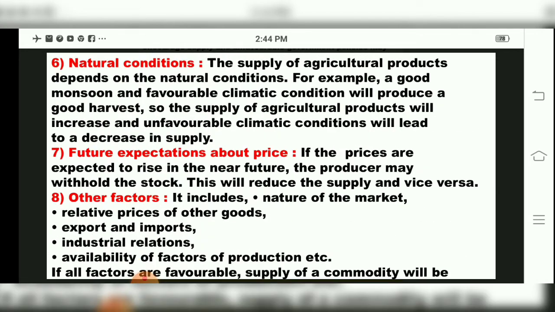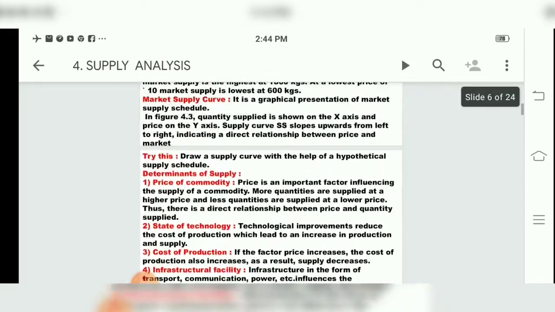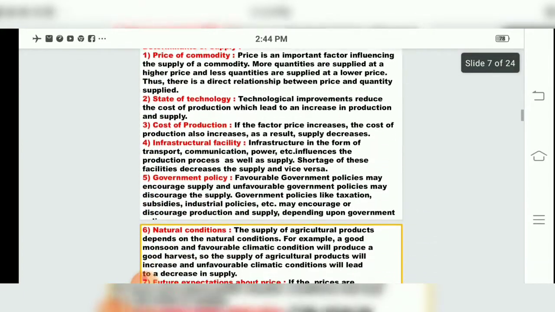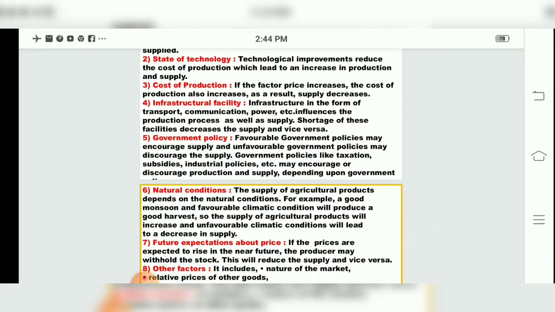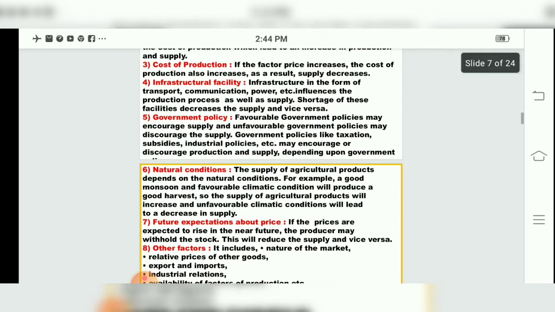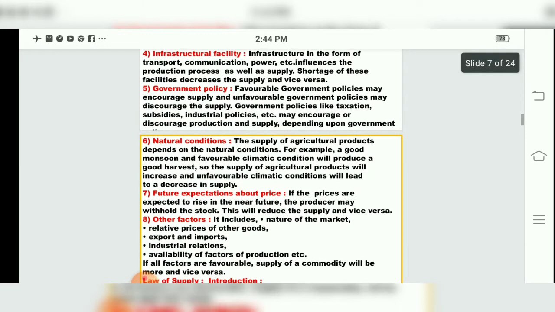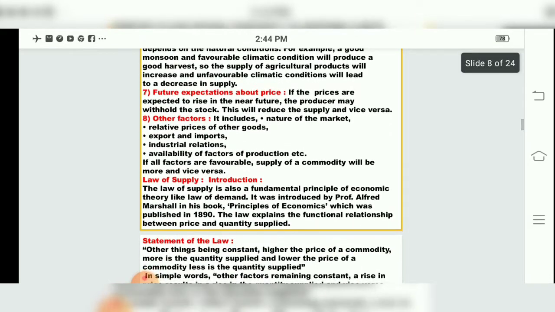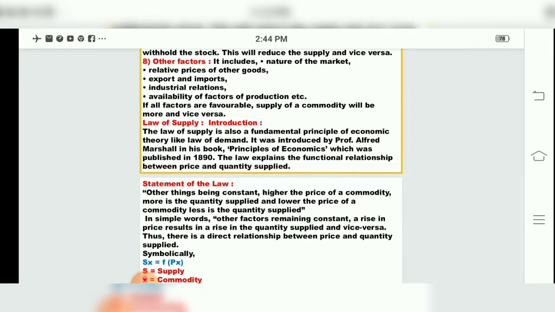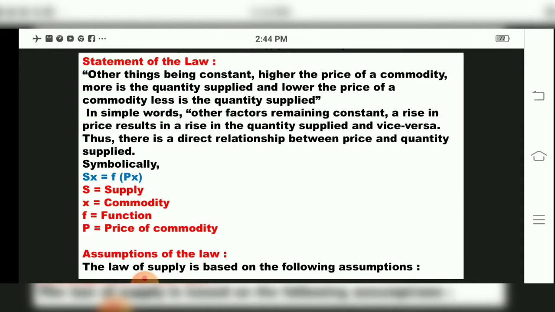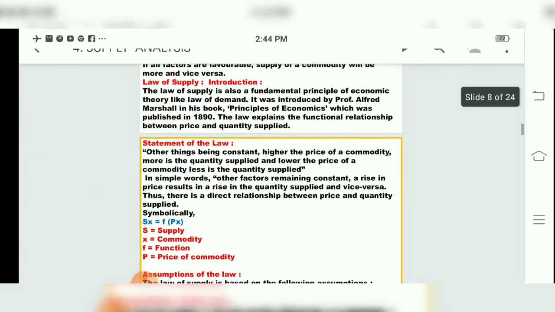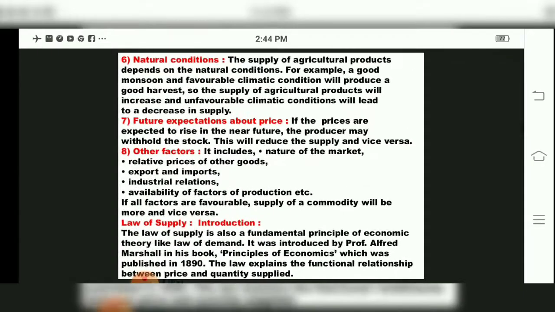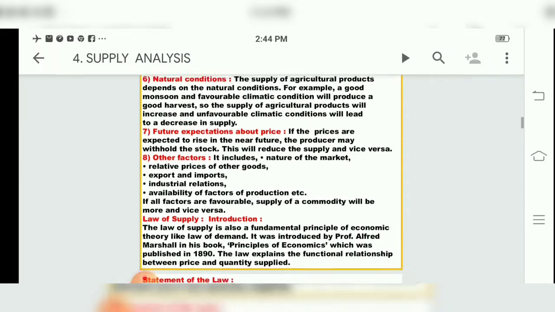We will see again. See, the first one was price, then the second one was state of technology, the third one was cost of production, the fourth one was infrastructural facility, the fifth one government policy, the sixth one natural condition, the seventh one future expectations about price, and the last one was other factors. So all these factors were determinants of supply, children.